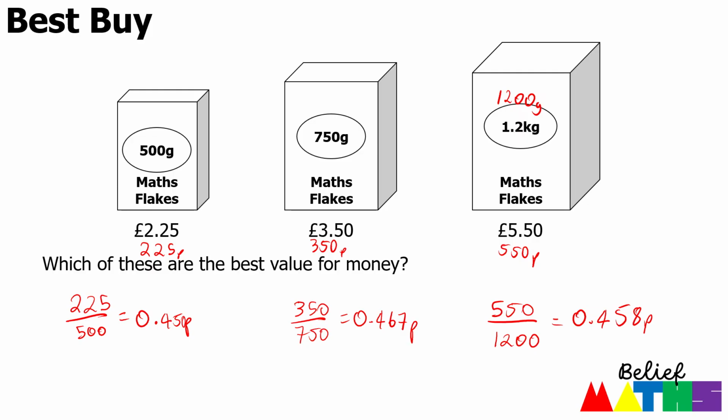So because we found the price of 1 gram, the best value is the cheapest one. So the 500 gram box is the best value.